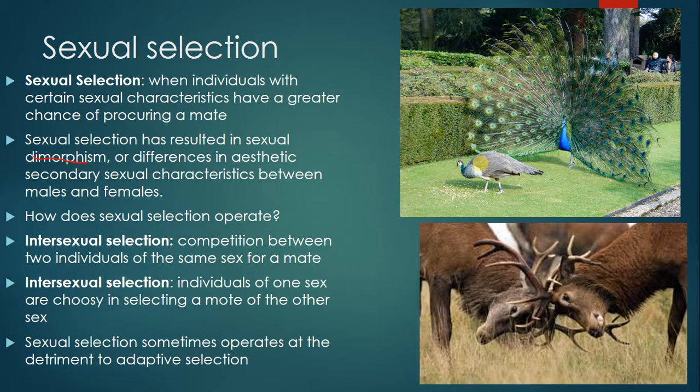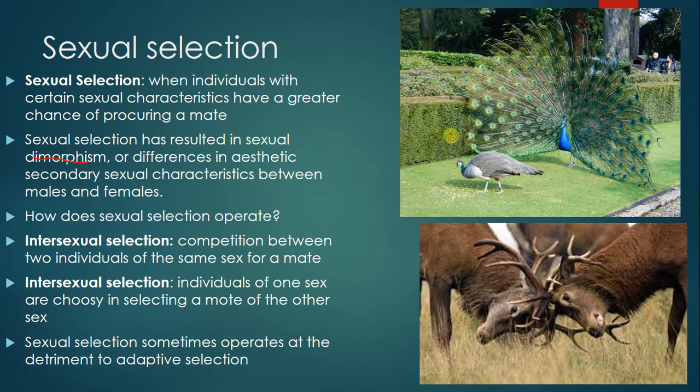And there are two ways that sexual selection operates. Intrasexual selection is where there's competition between individuals of the same sex for a mate. A classic example is elk, deer, and rams, males fighting each other with their horns over a female. So they're competing with each other, using these horn sexual characteristics, for a mate. Or intersexual selection, where individuals of one sex are being choosy and selecting the mate of the other sex.